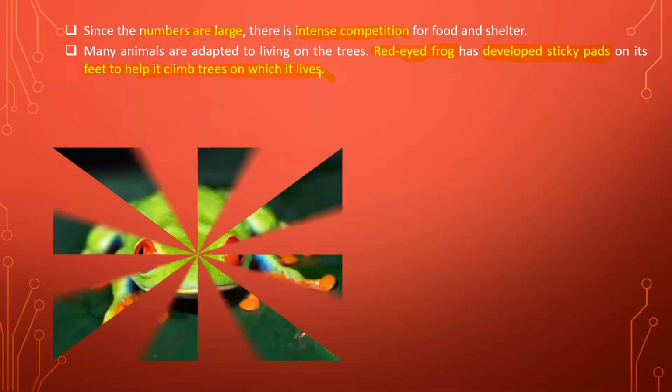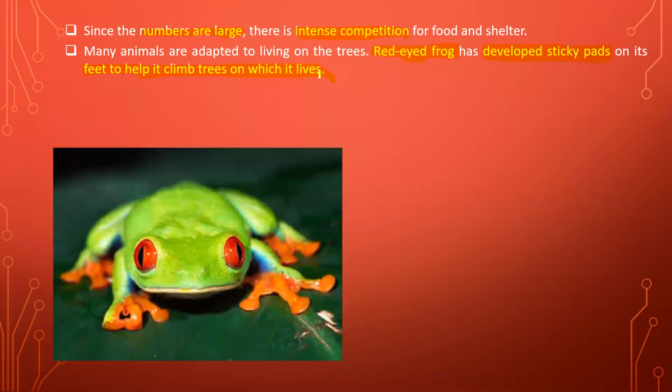If you want to see the image of the red-eyed frog, you can see it here. And if you observe their feet, which I have circled, you can see that those feet are in the form of pads, and those pads are actually sticky pads. That means with the help of these pads, they stick on the leaves, or they stick on the trees on which they are living. So in this way, this red-eyed frog has developed the ability to live on the trees.